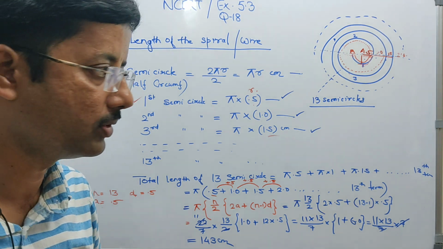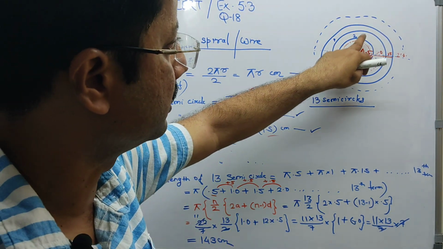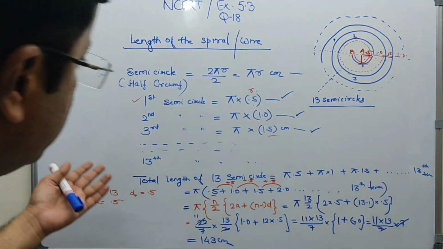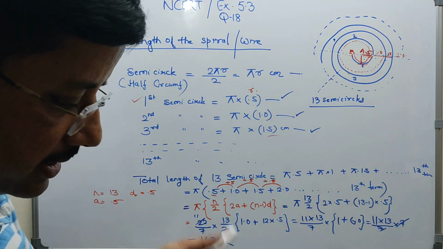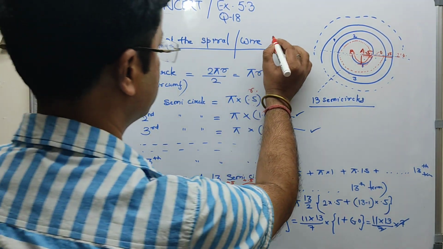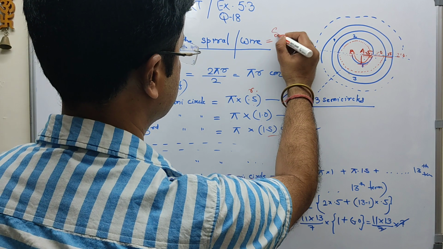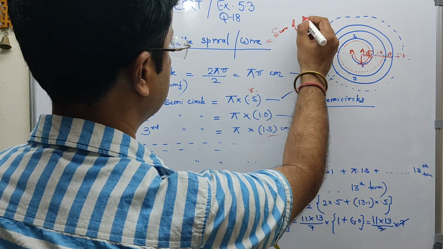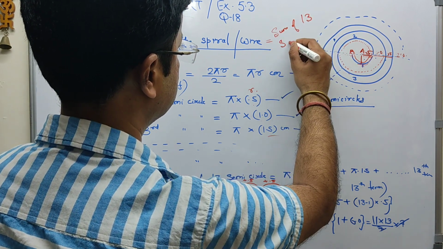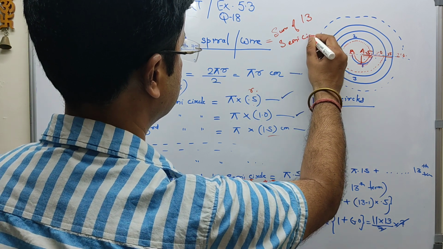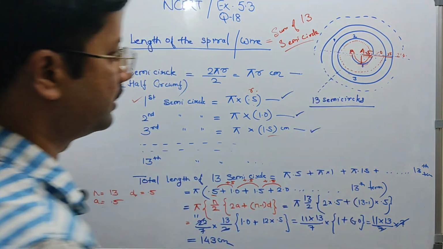So this 143 centimeter is the sum of all the semicircles. What is the length of the spiral? The length of the spiral or wire equals the sum of the 13 semicircles.